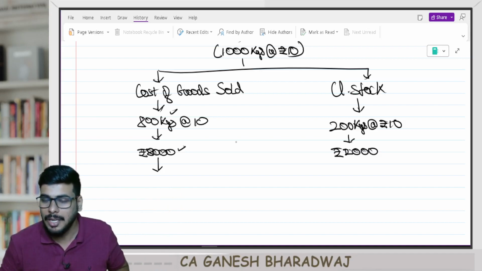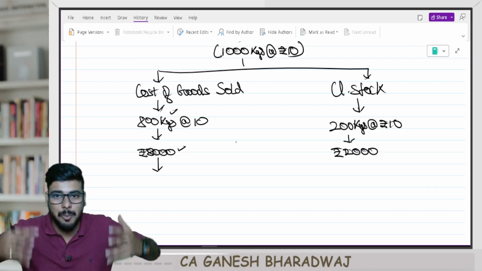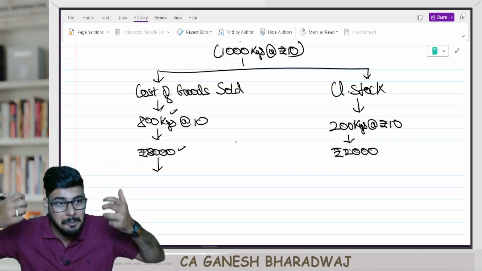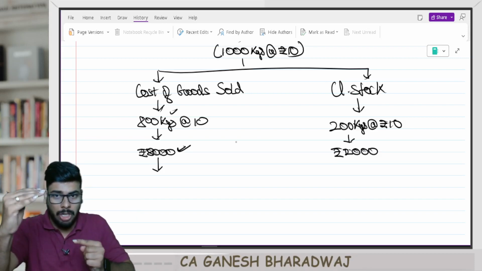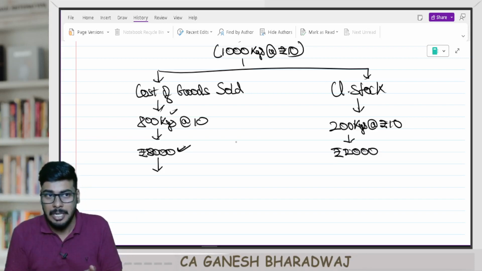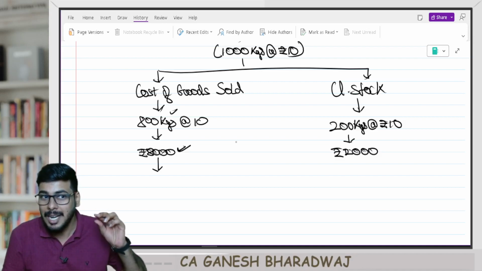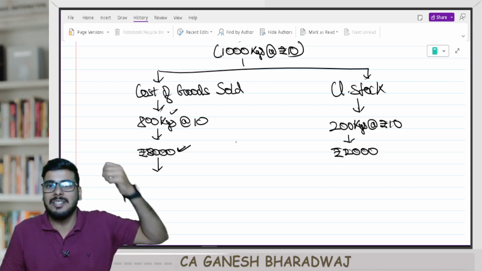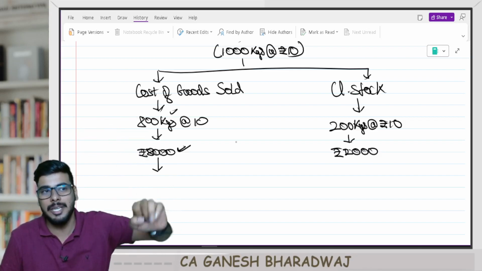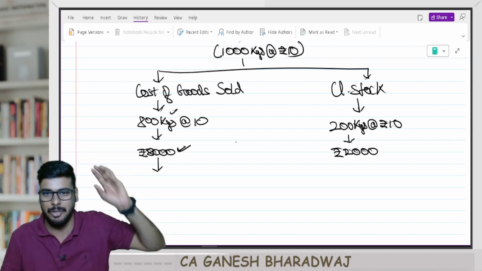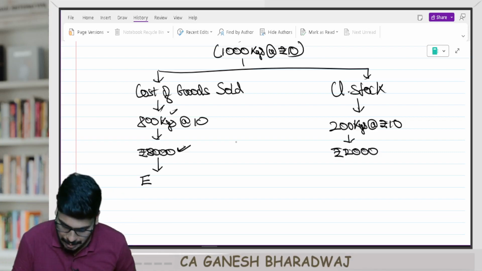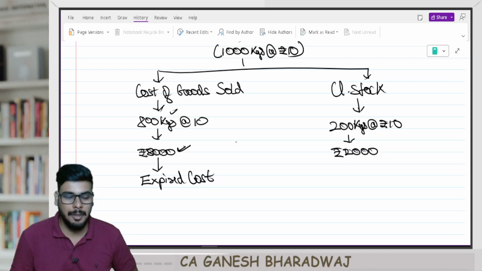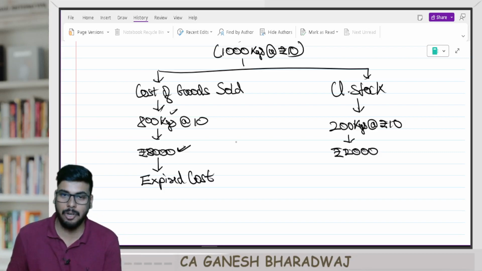Or in other words, can I say this 8000 rupees dies in the current year, or it expires in the current year? Can I say this 8000 rupees gets knocked off against my current year revenue to arrive at my profit? So can I say this 8000 rupees is an expired cost? Why? Because it dies fully in the current year. So put an arrow and write down expired cost.